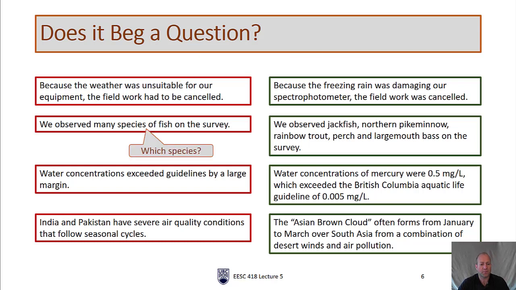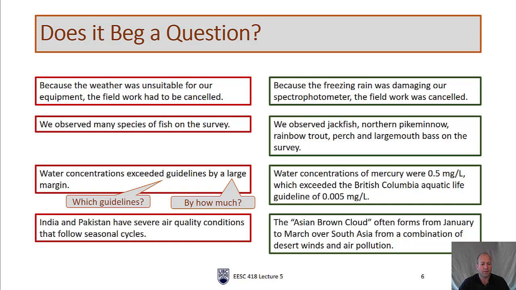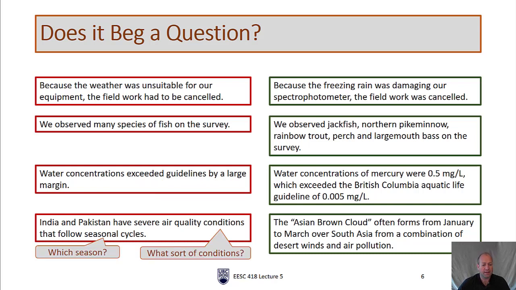Next, we observed many species. Which species? That question comes to mind immediately, so that's what we've answered. Next, water concentrations exceeded guidelines. Which guidelines? By a large margin. How much? What does large margin really mean? And finally, India and Pakistan have severe air quality conditions that follow seasonal cycles. So which season? What are those conditions?